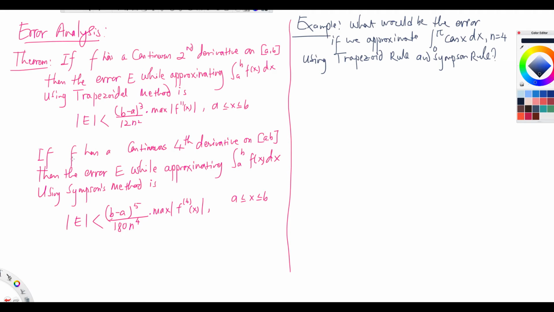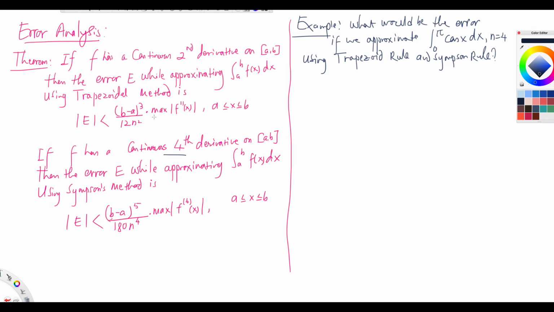And also, if f has a continuous fourth order derivative on the interval [a, b], then the error E while approximating this integral using Simpson's method is less than (b minus a) to the fifth divided by 180 times n to the 4 times the maximum of the fourth derivative of f.